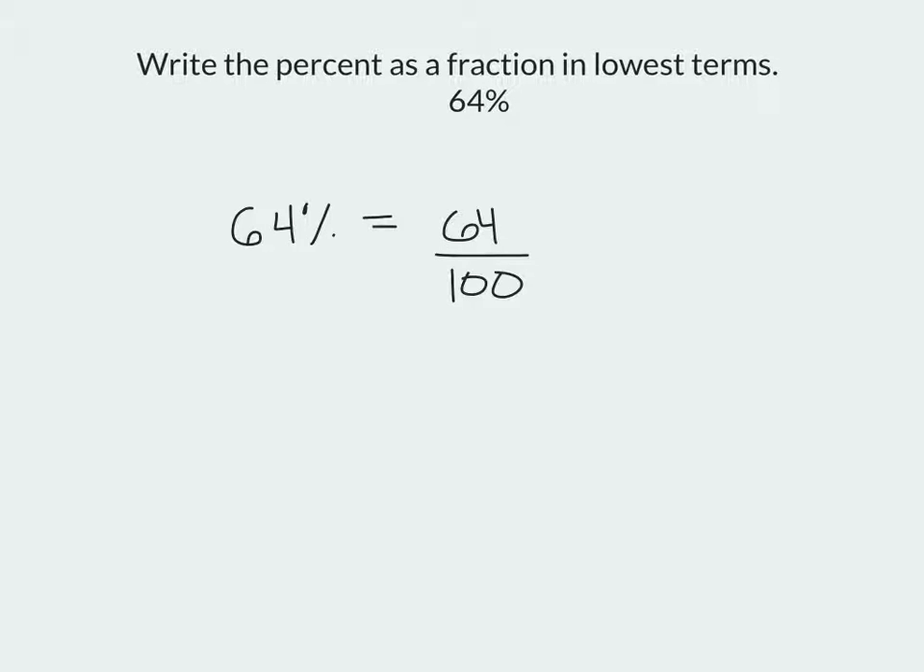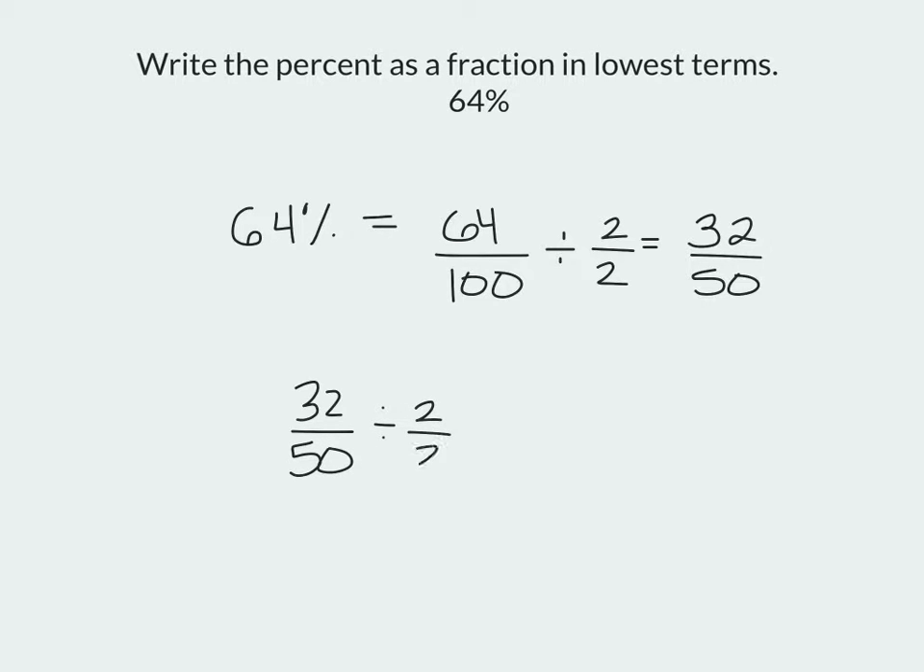64 and 100 are both even numbers, so I know that they're both divisible by 2. So I can start there. I can divide the top number and the bottom number by 2, and this will get me 32 over 50. Now if we look at this fraction, we can see that the top and bottom number are still even numbers. So I can reduce this further by dividing the top and bottom by 2 again. So 32 divided by 2 is 16, and 50 divided by 2 is 25.